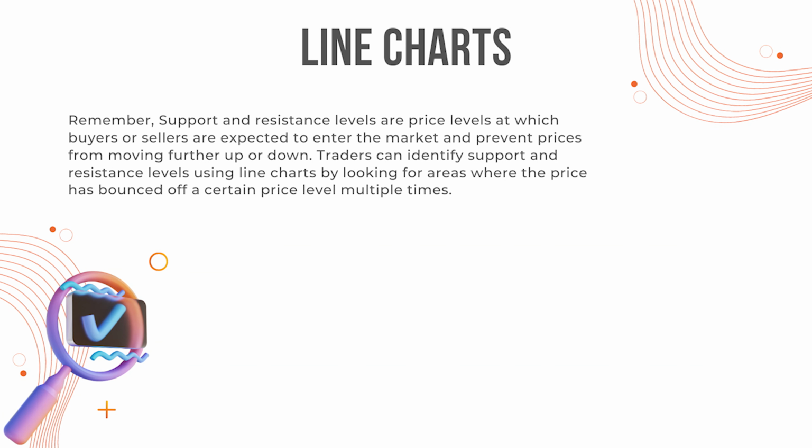Remember, support and resistance levels are price levels at which buyers or sellers are expected to enter the market and prevent prices from moving further up or down. Traders can identify support and resistance levels using line charts by looking for areas where the price has bounced off of a certain price level multiple times.